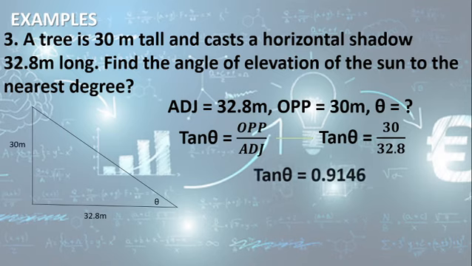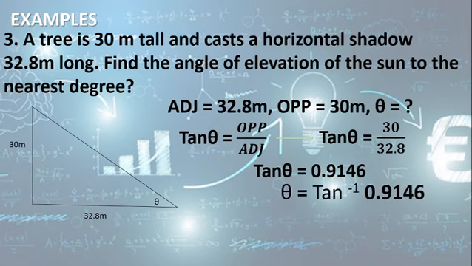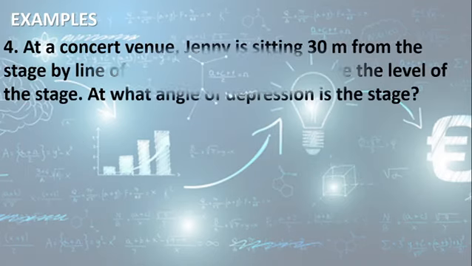And then if you press your calculator, tan theta would be 0.9146. And then to get the value of theta, you find the second function of tangent, which is arctan 0.9146. To get that, you just press your second function or your shift in your calculator before pressing the tan button, and then your theta will be equal to 42 degrees. So the angle of elevation of the sun is 42 degrees, and that really is also very easy. Then the last question, but not the least, question 4.